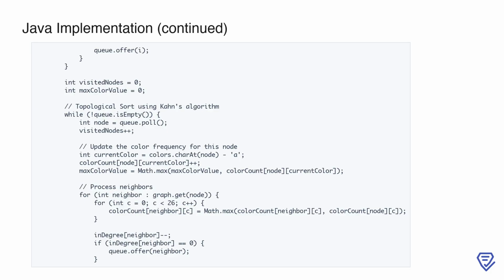For each neighbor of the current node, we iterate over all possible colors and update the neighbor's colorCount array by taking the maximum value between the current and propagated frequencies. After processing a neighbor, we decrement its in-degree. If the in-degree of a neighbor becomes 0, we add it to the queue to process it in subsequent steps. This ensures that nodes are processed in the correct topological order.